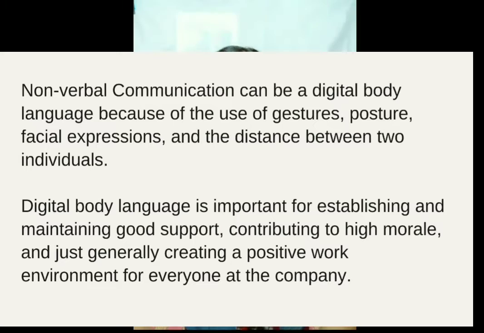Nonverbal communication can be a digital body language because of the use of gestures, posture, facial expressions, and the distance between two individuals, and it can be used online also. Digital body language is important for establishing and maintaining good relationships, contributing to high morale, and generally creating a positive work environment for everyone at the company. Digital body language is useful especially for business.